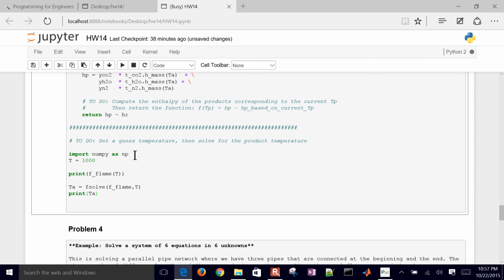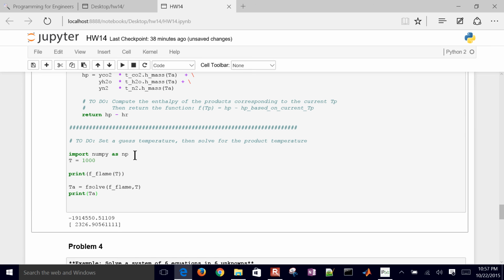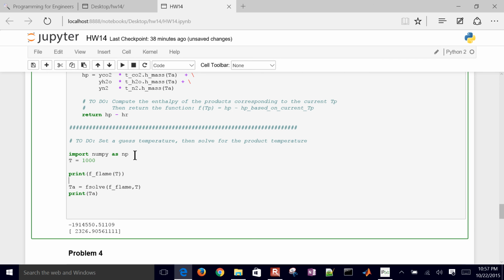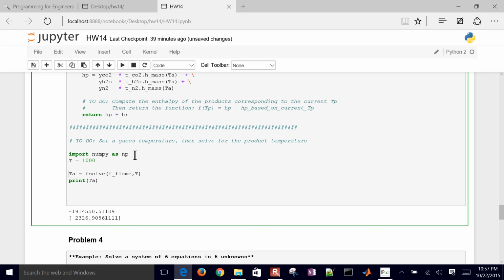TA, and if I guess again, 1,000 is quite far away from the solution. It's probably going to be much higher. It's working on it, and it came up with 2,326.9. That is in Kelvin, and let's check that fsolve gives us the 0 value for fflame. When that happens, HP equals HR, or the enthalpy of our products equals the enthalpy of the reactants.